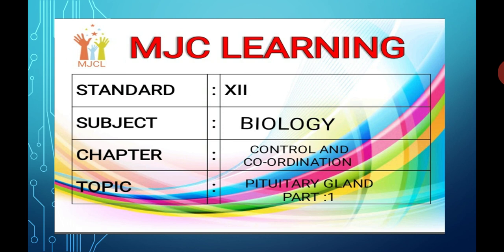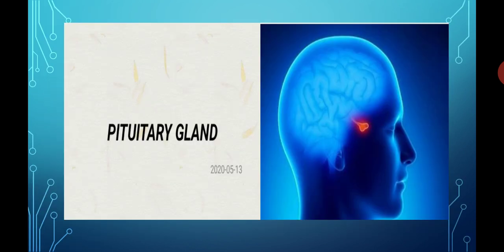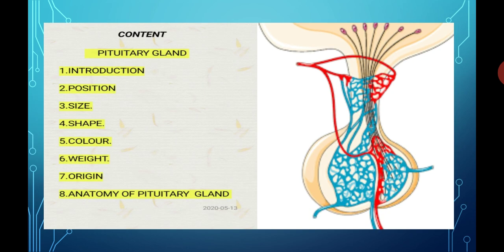Under the chapter Control and Coordination, today we are going to see the next and the most important endocrine gland, that is the pituitary gland. So students, our today's topic is the pituitary gland. Under this topic, we will see the introduction, position, size, shape, color, weight and the origin of a pituitary gland.